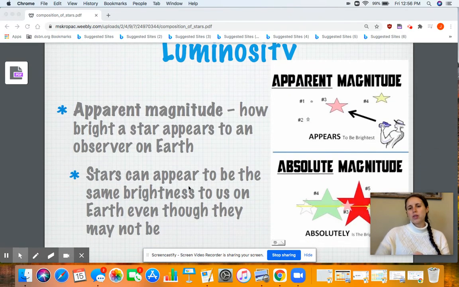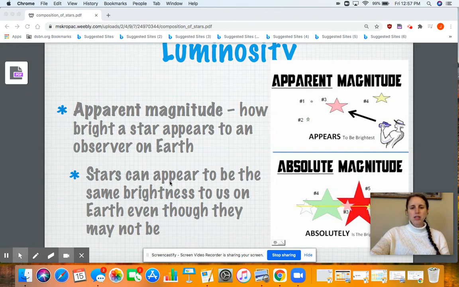There's actually two things that affect luminosity. We call these apparent and absolute magnitude. So let's talk first about apparent magnitude. Apparent magnitude is how bright a star appears from Earth. So let's say that you're standing on Earth and you're going to actually just look out and you're going to judge the stars. Here it looks like star number 3 is the actual brightest. Star number 4 is the second brightest. And these two, 1 and 2, are really hard to see. So we would go ahead and say that these are the least bright.